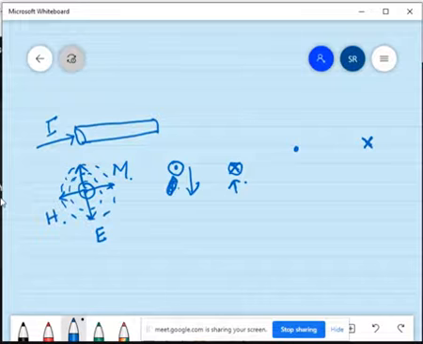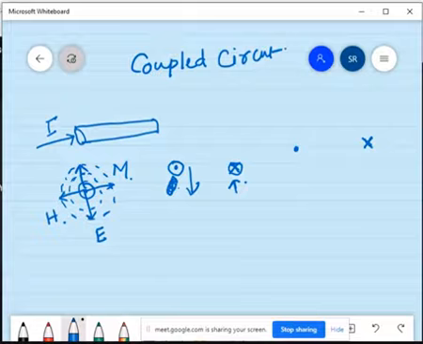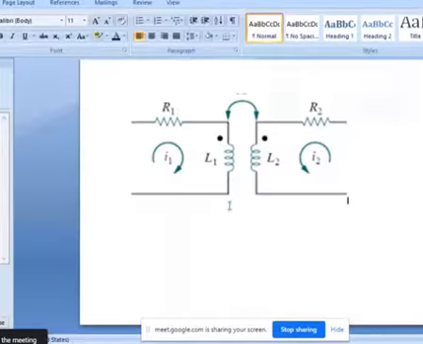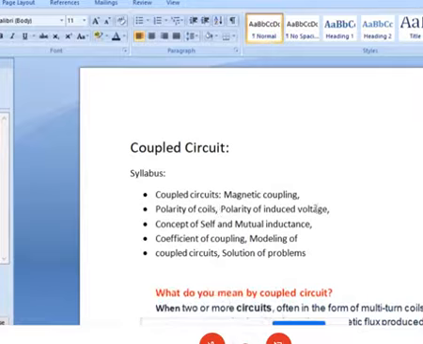Now, today we will learn coupled circuit. See, in your syllabus, what is there? The coupled circuit, magnetic coupling, polarity of coils, polarity of induced voltage, concept of self and mutual inductance, coefficient of coupling, modeling of coupled circuit, solution of problems. These are the syllabus.